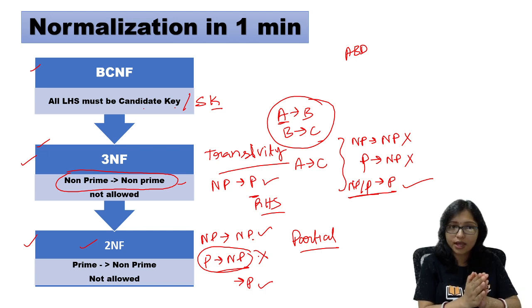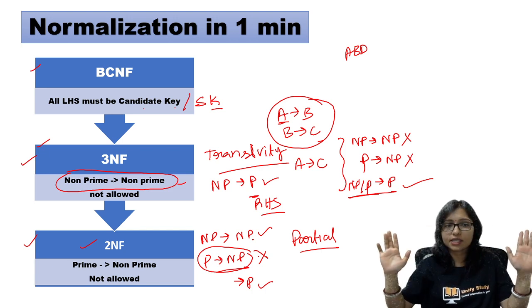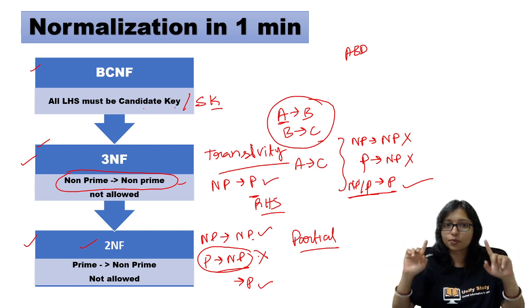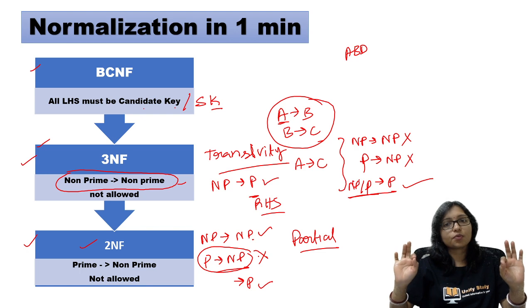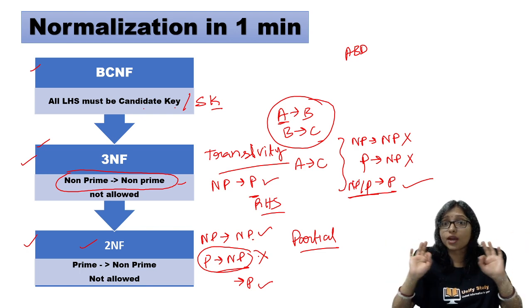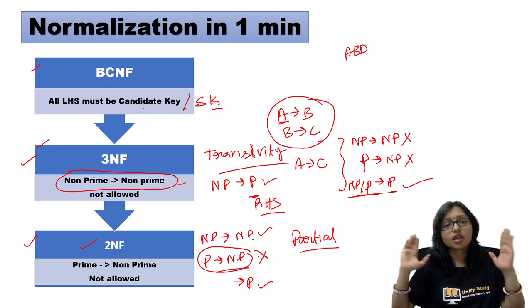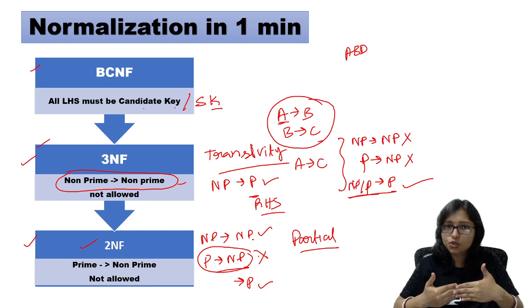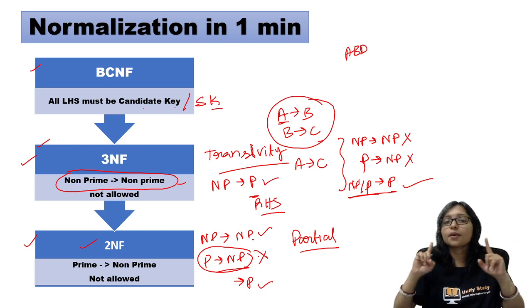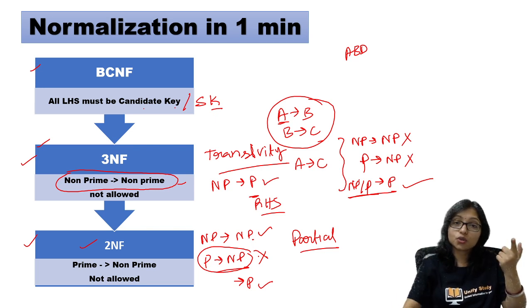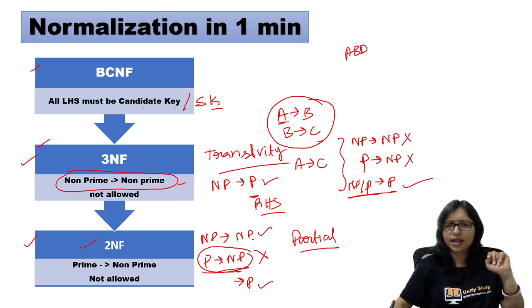Just remember one thing. For BCNF, I will check that all left hand sides should be a candidate key or super key. In 3NF, non-prime to non-prime is not allowed, and prime to non-prime is also not allowed. In 2NF, non-prime to non-prime will be allowed, but prime to non-prime is not allowed. So be careful about this one. I hope you can understand.